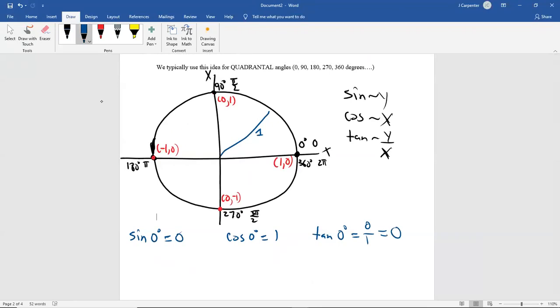There we go. Easy. Again, this is all because sine is really y over r, but the r is 1. There's no reason to write over 1 every single time. This is the strength of your quadrantal angles and the unit circle combined together.